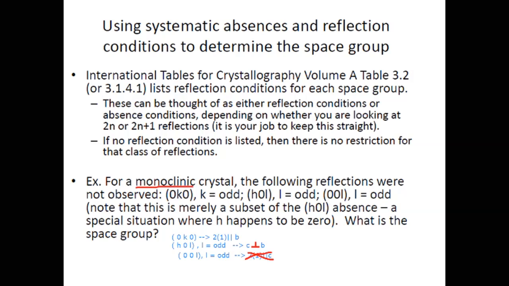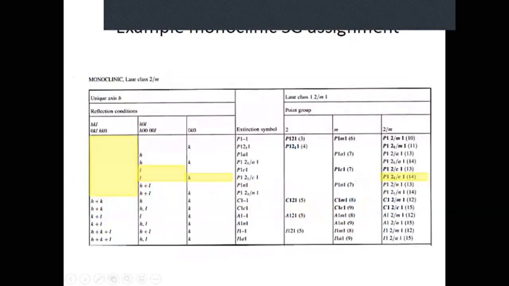And so since we have a 2 sub 1 parallel to B and a C glide perpendicular to B, and there's no centering, this would be space group P21/c. So let's look at P21/c. Here it has no HKL conditions. That means it doesn't have any centering, so it's going to be primitive.